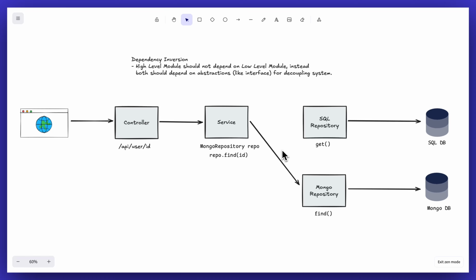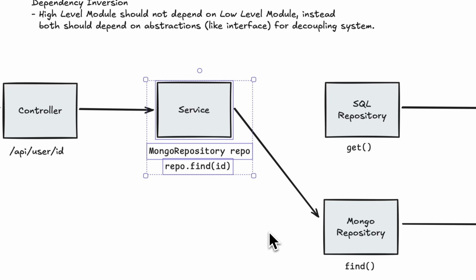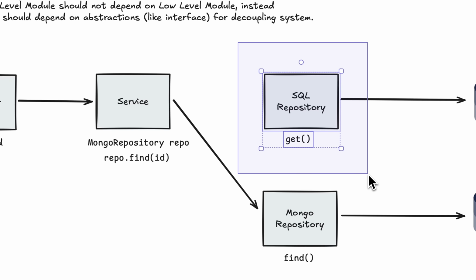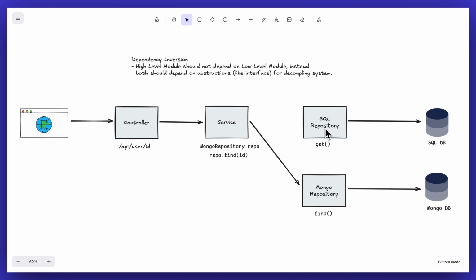And this is clearly a violation of dependency inversion. Dependency inversion says that your high level module, which over here is the service layer, should not depend on the low level module, which is the repository layer. Now, why should the high level module not depend on the low level module? Because then the system becomes tightly coupled.